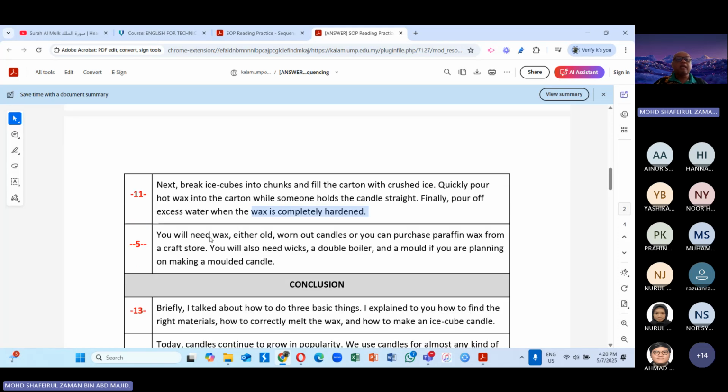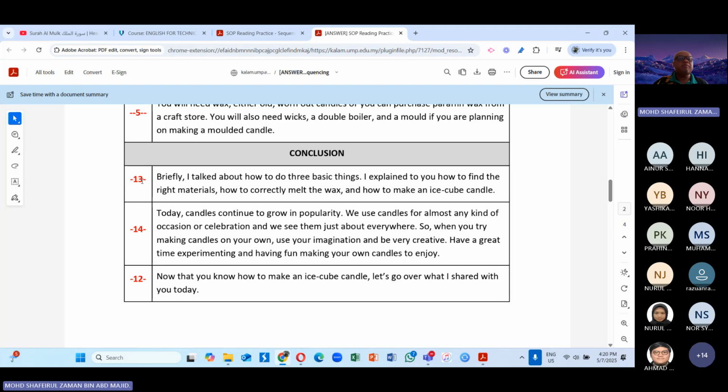Okay. And then for the conclusion, you have 3 more statements over here, right? And normally for the conclusion, you're going to recap what you have mentioned earlier. So you're going to summarize what we have done. Okay. And that is the reason why number 12 is for this sentence. All right. Because you are telling the reader again that I have mentioned to you earlier, these are the steps to make an ice cube candle. Okay. So what have I shared earlier? So number 12, this is number 12.